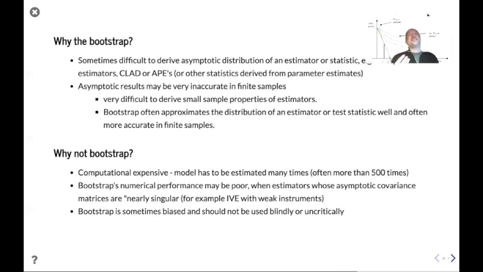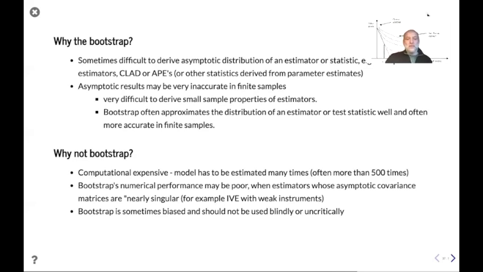The first thing is it's computationally expensive. Sometimes it's not feasible at all, right? So suppose your model takes a week to estimate, or maybe 2 weeks to estimate on a huge computer. Well, doing 500 estimations of that model may not be something that is really appealing to you. Sometimes a model has to be re-estimated like 500 times to get a really accurate distribution. Sometimes you may want to do with a little bit less because that's what your computer can afford to do.